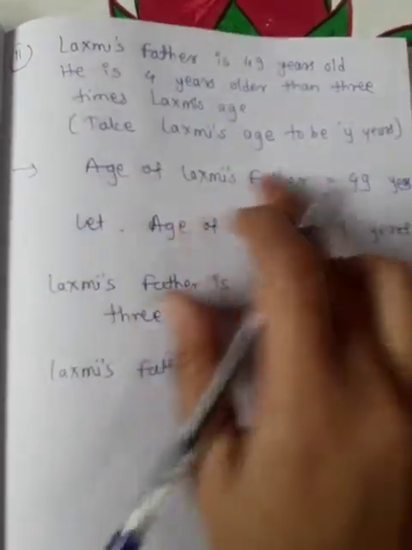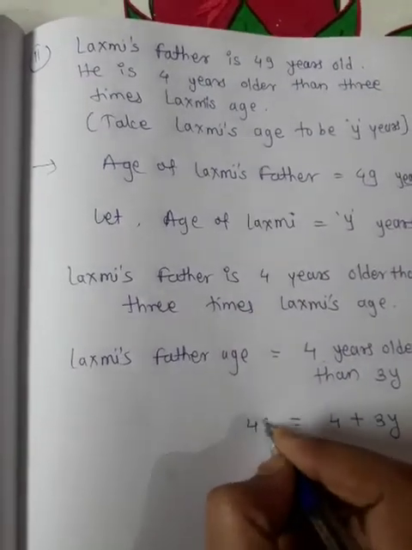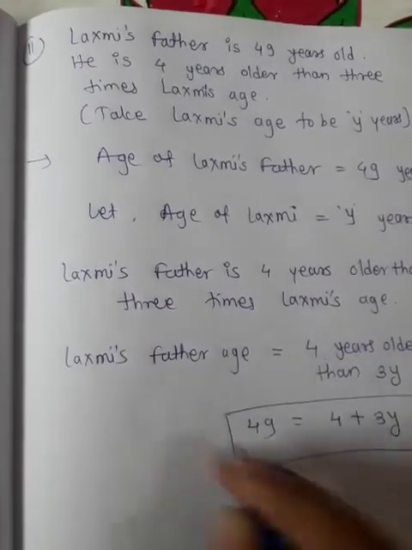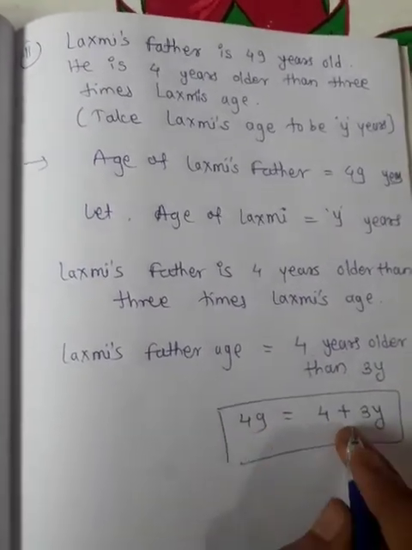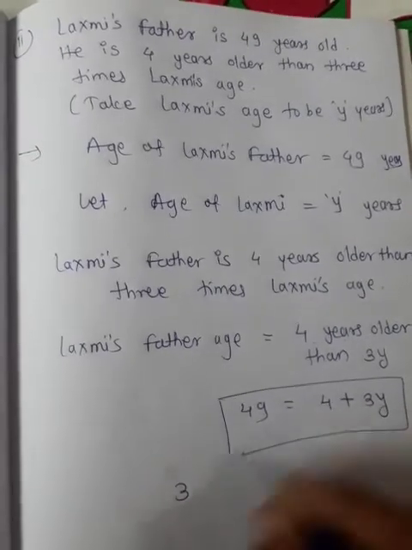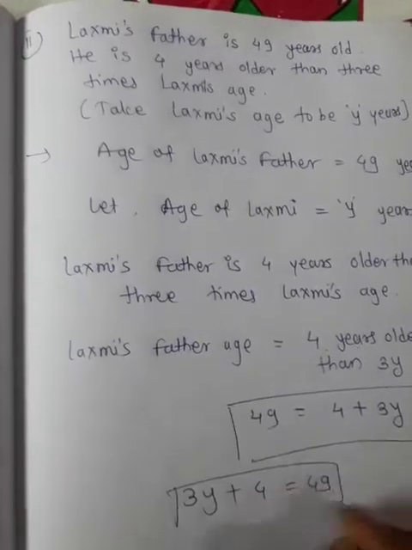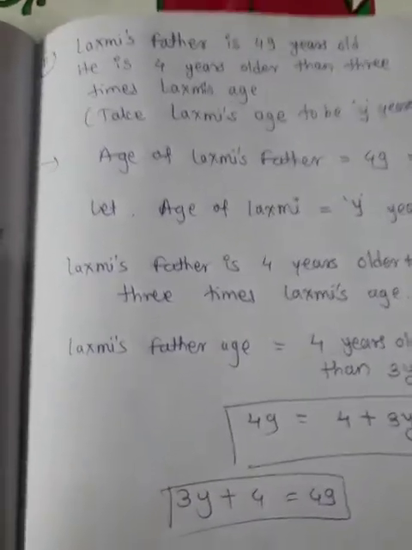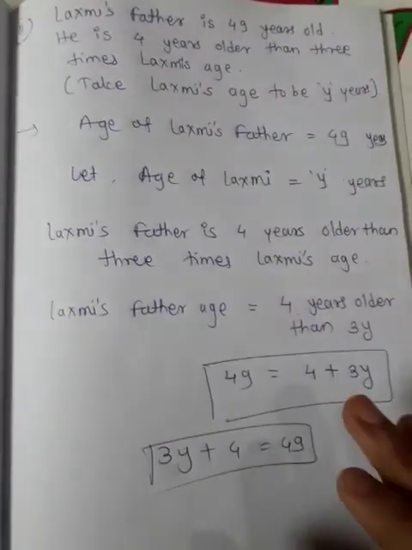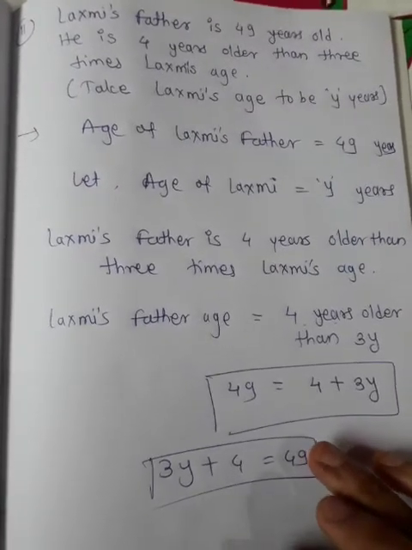Okay, and we know Lakshmi's father's age. So what is Lakshmi's father's age? That is 49, and they have given it. So here what equation will we get? We have got the equation 3y plus 4 is equal to 49. So like this you can convert any word problem into the form of an equation.